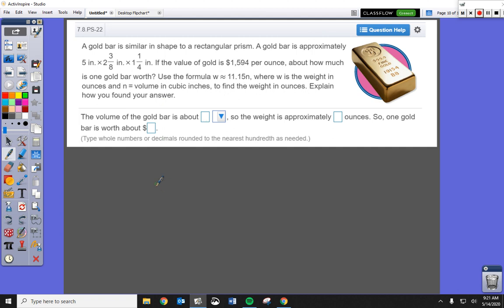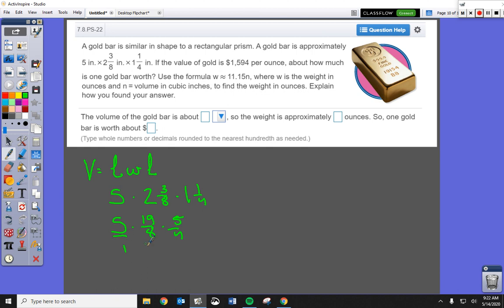Well, if we want to do the volume of the bar, let's find that first. Volume equals length times width times height, or the area of the base times height. We have 5 times 2 3/8 times 1 1/4. All right. I'm going to convert these: 2 3/8 is 19/8, times 5/4.